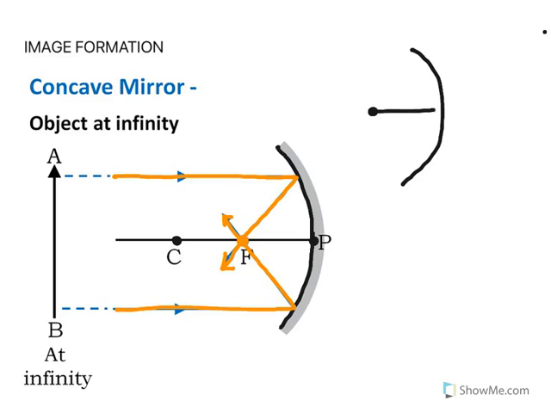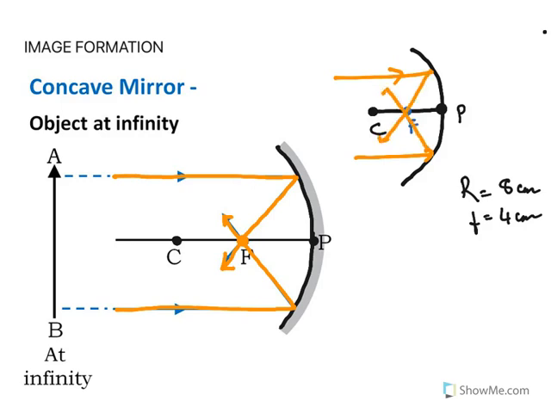Now this line here will be your principal axis, this is your pole. If you have taken your radius, say 8 centimeters, halfway will be your focus, that is 4 centimeters will be your focus. So at 4 centimeters here you will mark your focus as F. This is your center of curvature. And then you go ahead and draw your rays parallel.